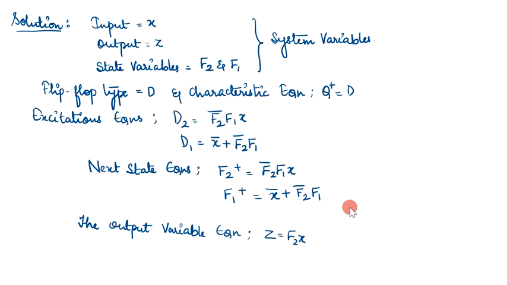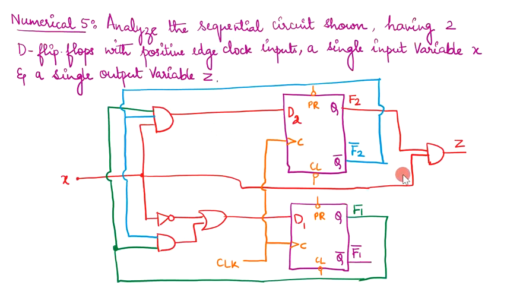Before the output variable, we have the next state equations. We denote them as F2 plus and F1 plus, because we have considered the state variables as F2 and F1. Since the characteristic equation is in this particular form, the excitation equations and next state equations are exactly the same. The output variable equation is Z is equal to F2 into X. So this is how you get it.